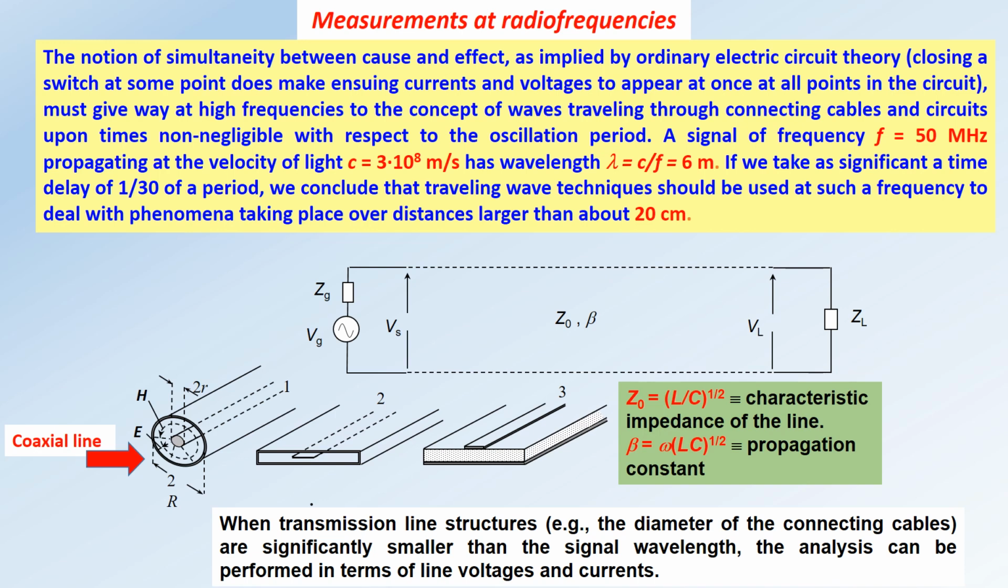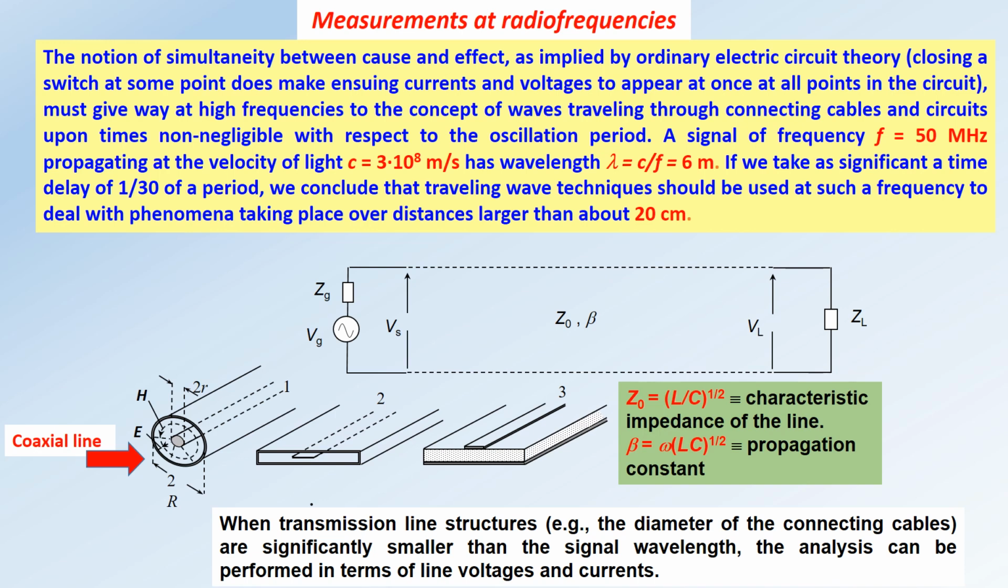the oscillation period. A signal of frequency f equal to 50 MHz propagating at the velocity of light has a wavelength equal to 6 meters. If we take a significant time delay of 1/30 of a period, we conclude that the traveling wave technique should be used at such a frequency to deal with phenomena taking place over distances larger than about 20 centimeters.